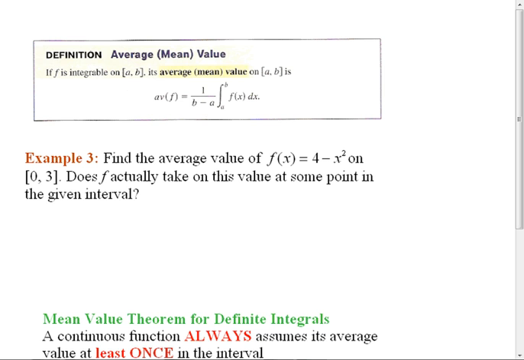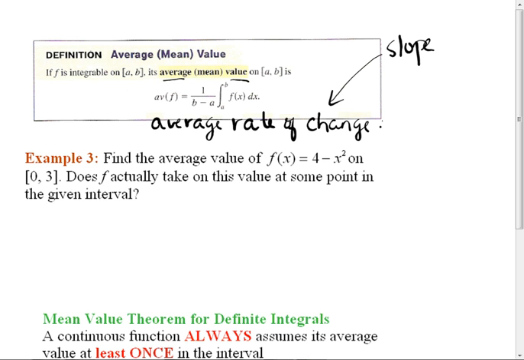This is average value of a function. What is the average rate of change? Cole, what's the average rate of change? This is the average value. It's called a mean. Average and mean are the same thing. It's the average value of the function. This is the average rate of change. What is rate of change? It's slope.